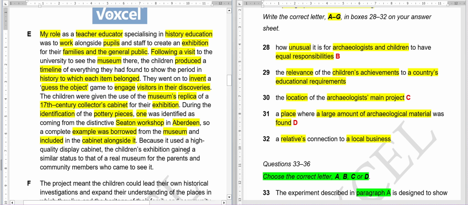Because it used a high quality display cabinet, the children's exhibition gained a similar status to that of a real museum for the parents and community members who came to see it. So, as a result of using a high quality display cabinet, the status of the exhibition was similar to that of a real museum. So it was not any rundown of the real museum or a cheap copy of the exhibition. It was the real deal, okay, real thing.